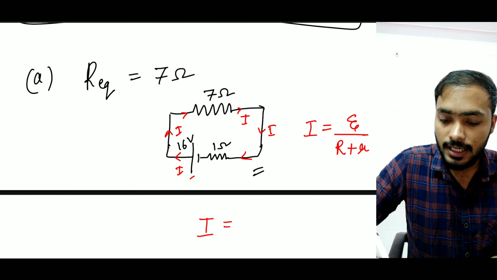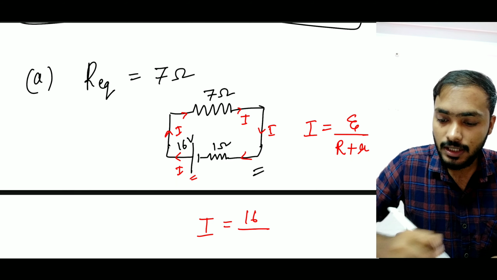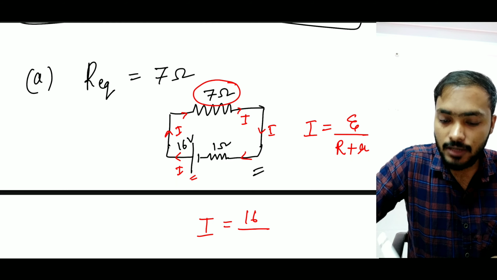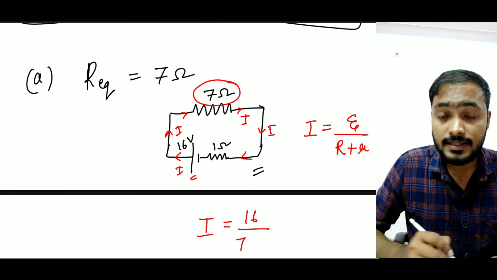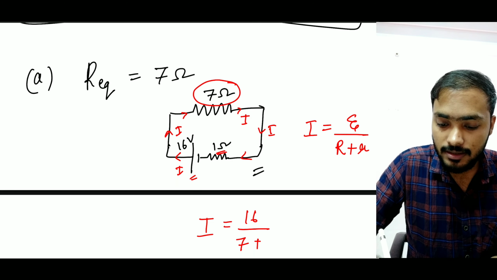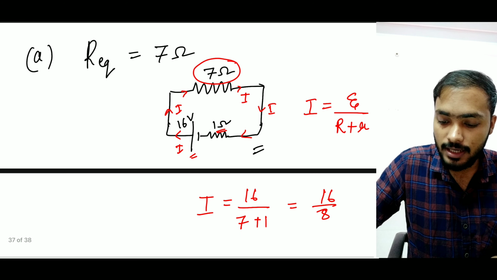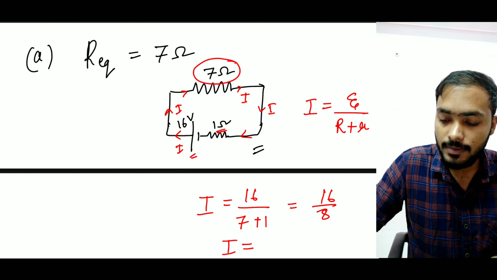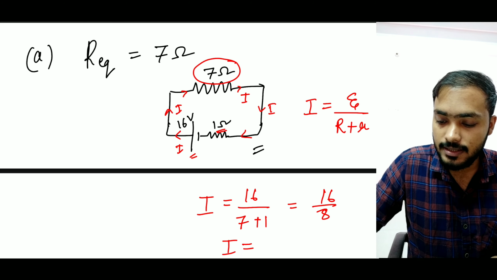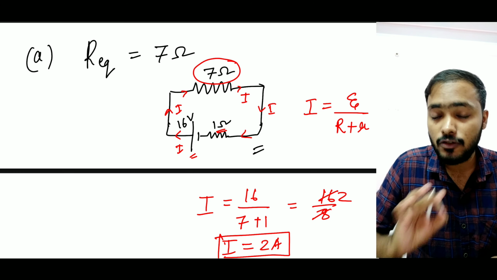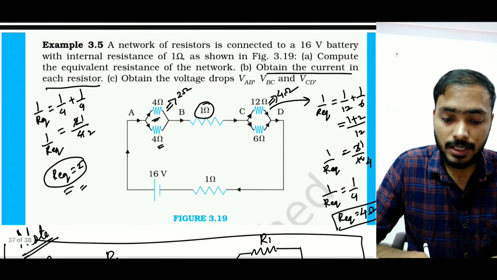I is equal to, EMF is actually 16 volt. Okay, what is your equivalent resistance R? So this is your 7 plus internal resistance r is 1. So this is 16 upon 8, right? The value of current is coming out to be, yes, this is 8 twos are 16. This is 2 ampere. The value of I is coming out to be 2 ampere.